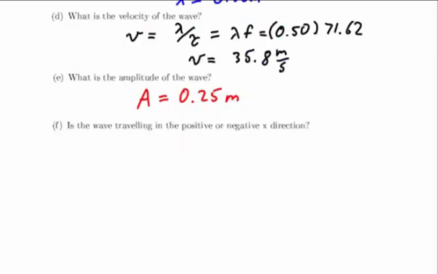Part F asks whether the wave is traveling in the positive or negative direction, and we remember that since the formula says that it should be kx minus or plus omega t, it travels in the direction opposite to the sign between the kx and the omega t. Since it was a plus in this problem, we recognize that our wave is traveling in the negative x direction.